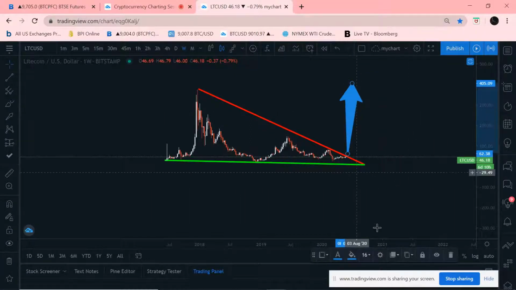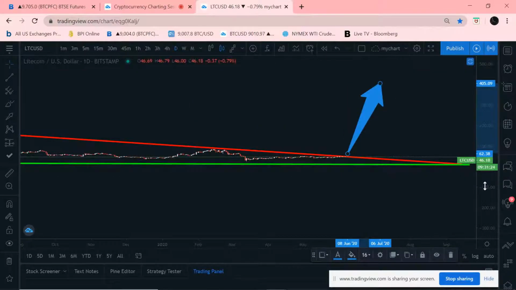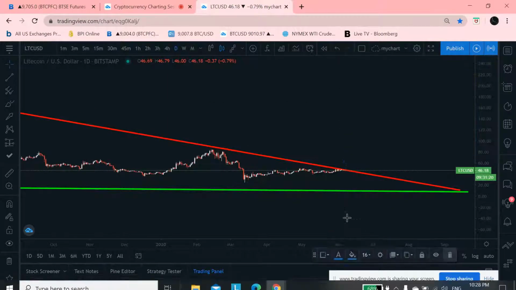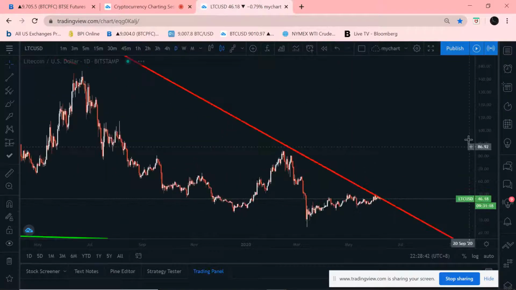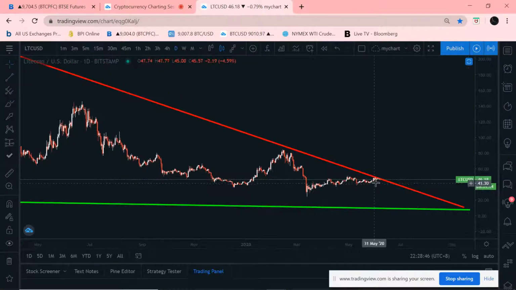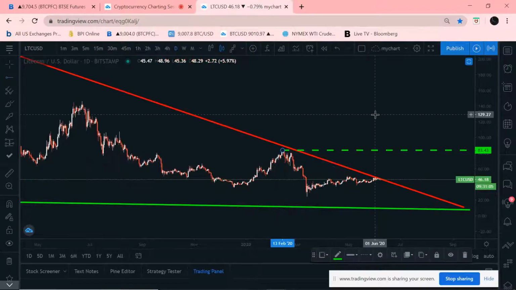So now let's go on to the daily chart. On the daily chart, let's delete this out. On the daily chart, it's already at resistance level. So let's see if it breaks this area. If it breaks that area, the possible target is, of course, around 83.